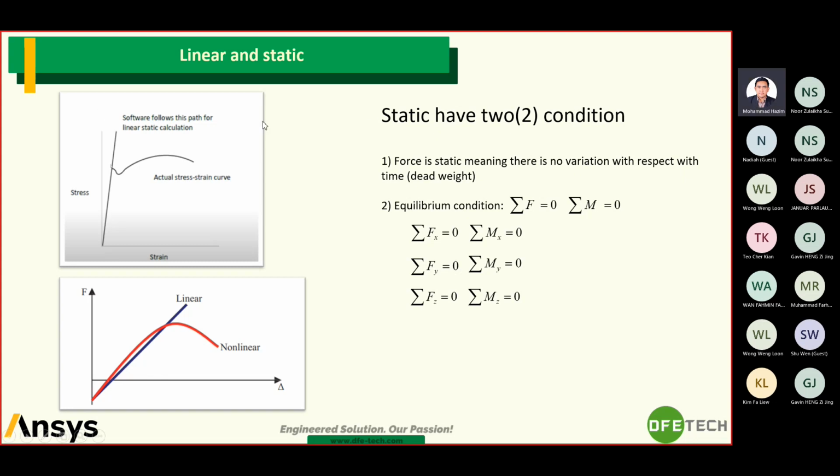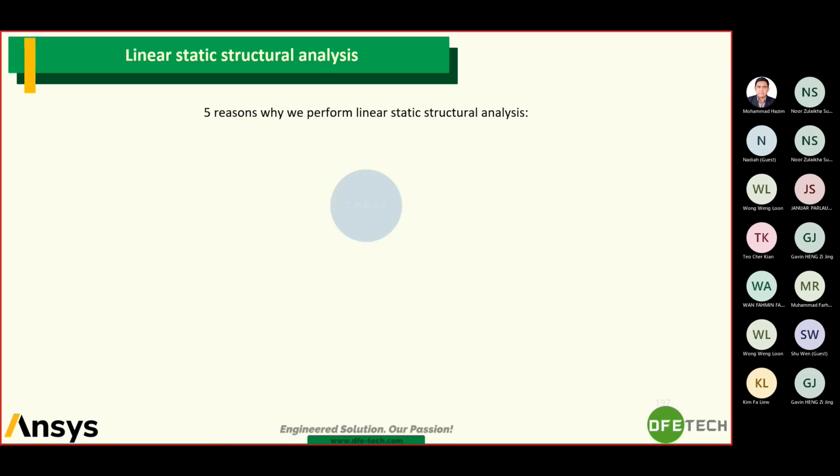So what we can say is that static has two conditions. The first one is that the force is static, meaning there is no variation with time, and then the equilibrium condition for this force and moment is equal to 0.